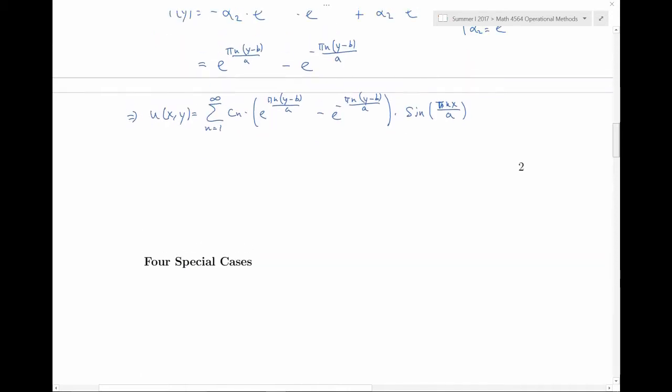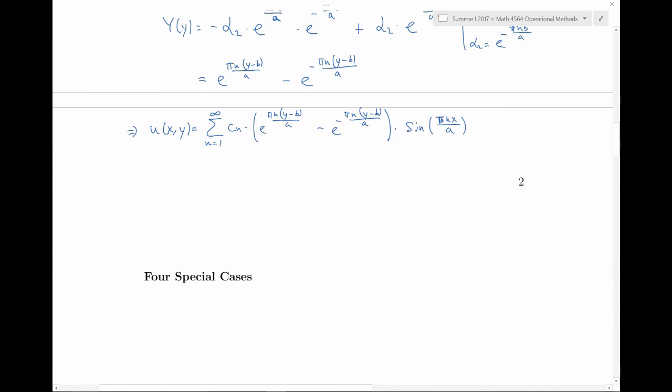So now the question is, how do you determine the coefficient Cn? Well, we do know that u of x0 equals g1 of x, and that should be the summation of Cn.